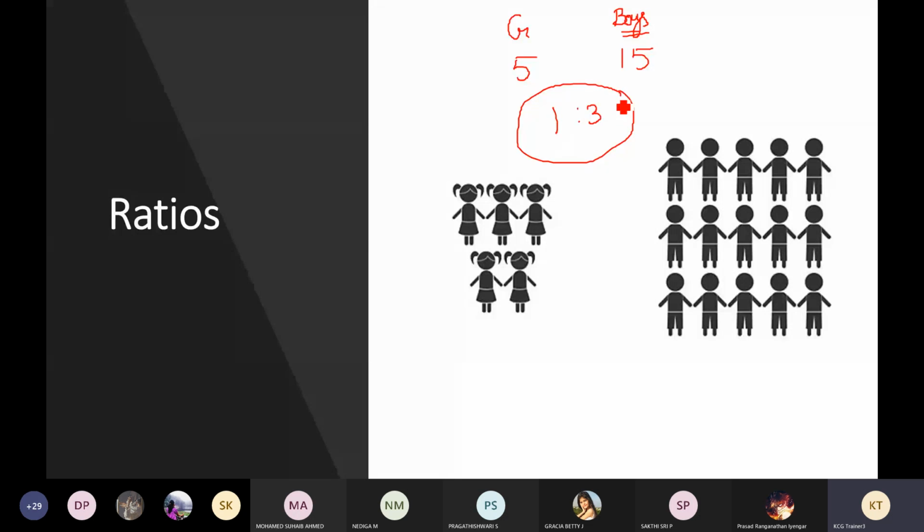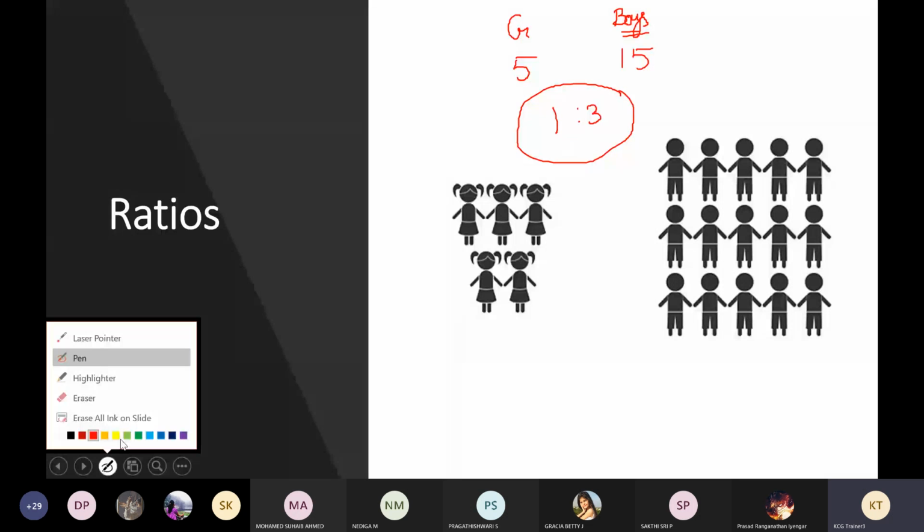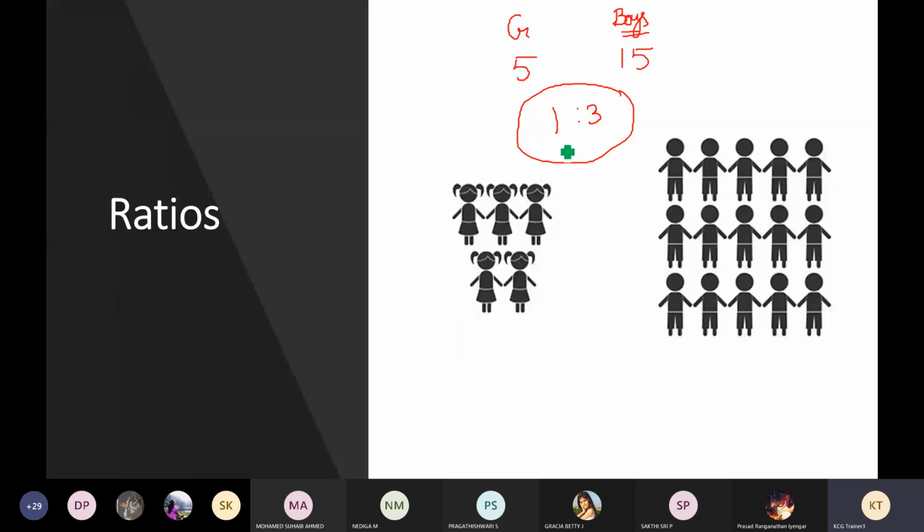Clear? Excellent. Always remember one thing: when two values, girls and boys for example, are expressed as 1 is to 3, it doesn't necessarily mean there is only 1 girl and only 3 boys. No. The number of girls divided by the number of boys will give you 1 by 3. That is all it means. This is just the simplest expression of their fraction.